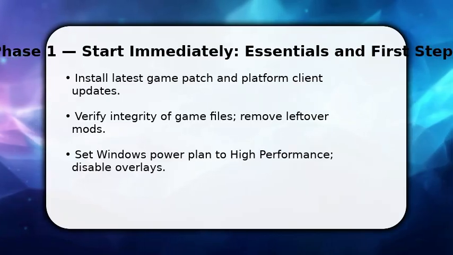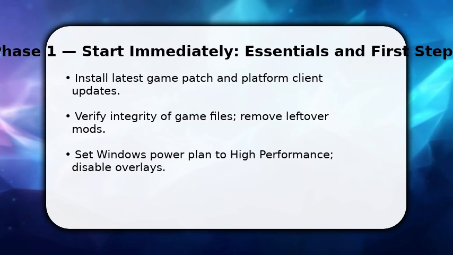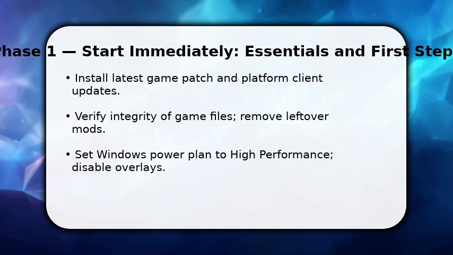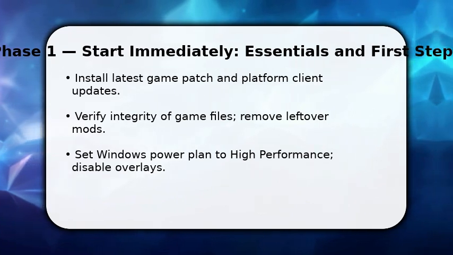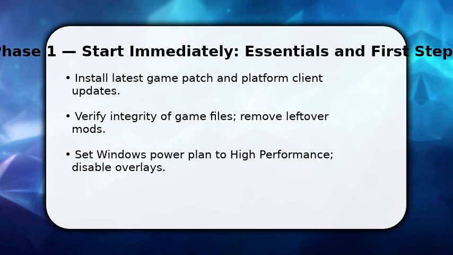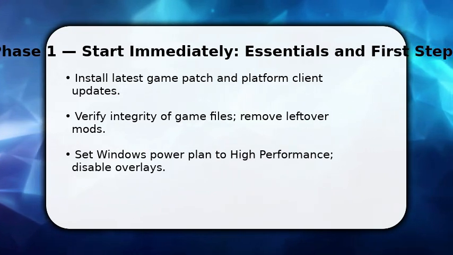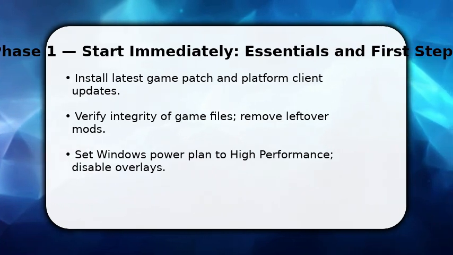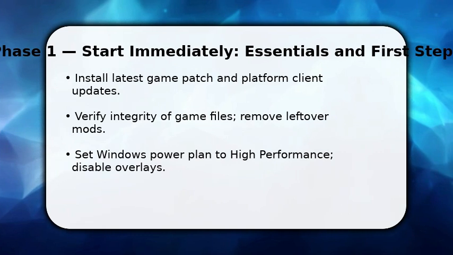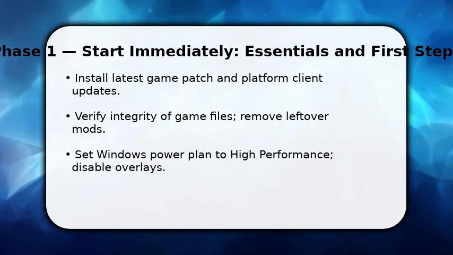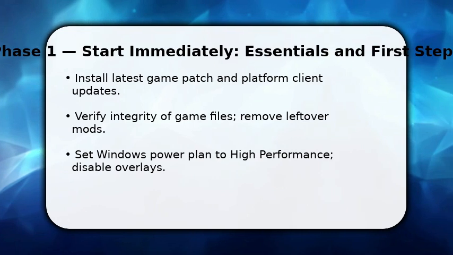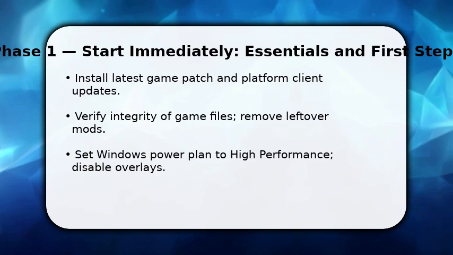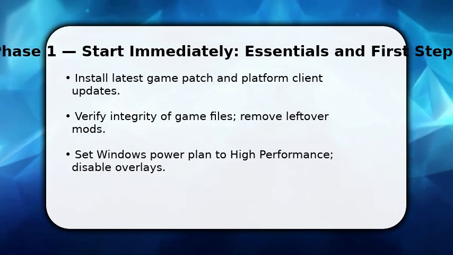You start with essentials. Make sure the game and your platform client are fully patched, then verify game files to restore corrupted assets. Once done, remove any mods or mod managers that weren't cleanly uninstalled because leftover plugins often crash. Next, set Windows to high performance and disable overlays from Steam, Discord, and graphics drivers. These interfere with New Vegas rendering. This sequence reduces variable causes quickly, so you can move to targeted fixes with a cleaner baseline.